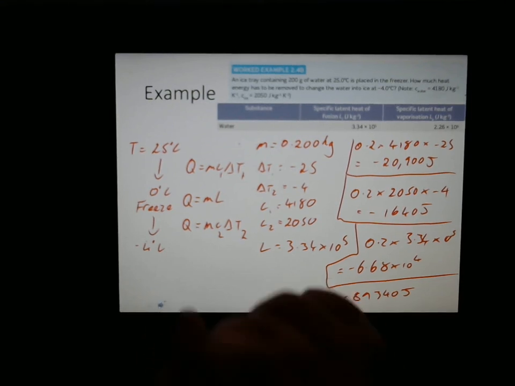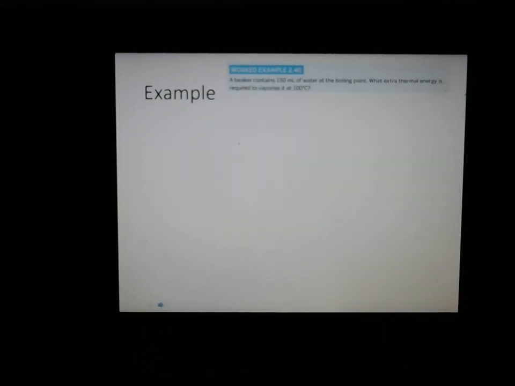All right. 2.4c. A beaker contains 150 ml of water at the boiling point. What extra thermal energy is required to vaporize it at 100 degrees Celsius? So they're saying it's already at 100. What's required to turn all of this into steam?